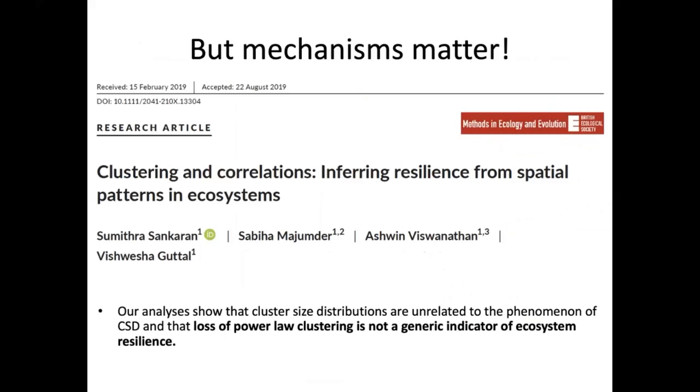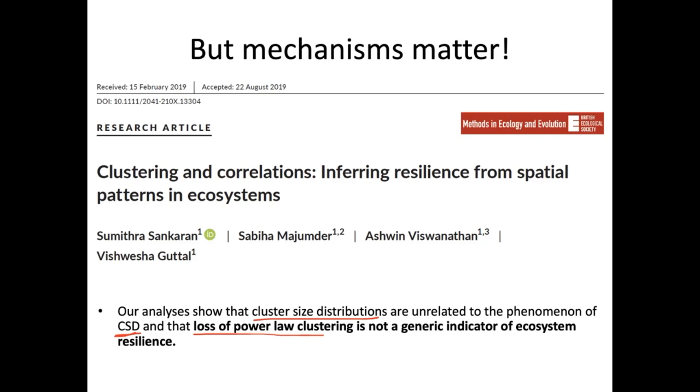So now let me provide a twist or a spin here, basically to show that these results are a lot more tricky and complicated. For example, in this paper that was led by my PhD student, Sumithra Sankaran, what she showed was that this sort of claim that cluster size distributions or patch size distributions can provide early warning signals actually has nothing to do with this phenomenon of critical slowing down, which I have already summarized. And in fact, the claim that loss of power law clustering is an indicator is not true. Loss of power law clustering is not a generic indicator of ecosystem resilience.